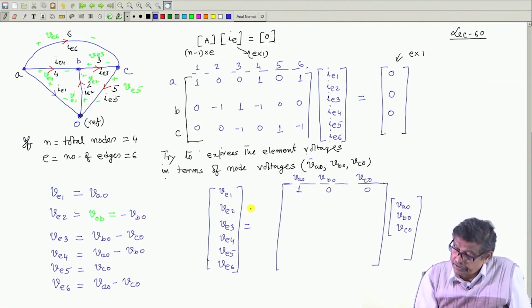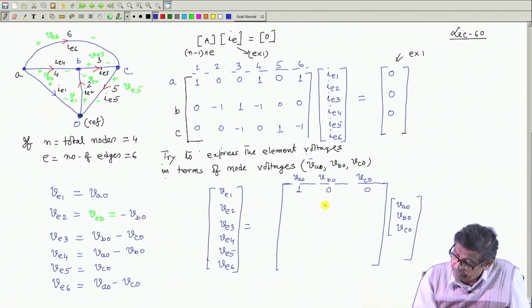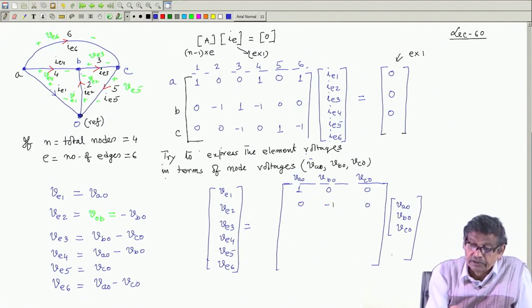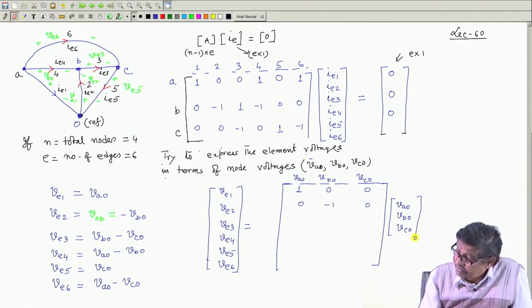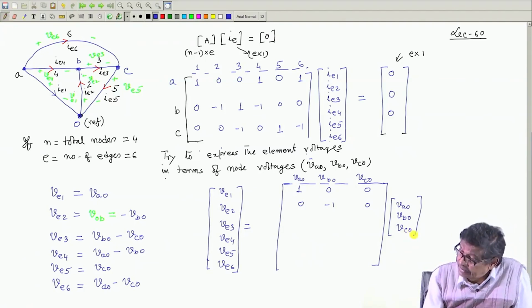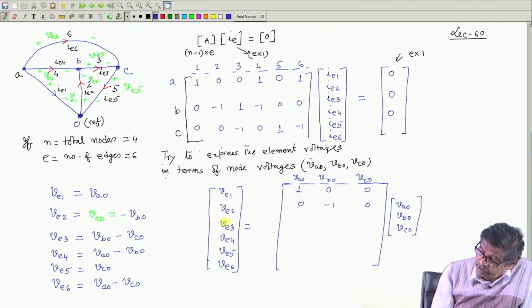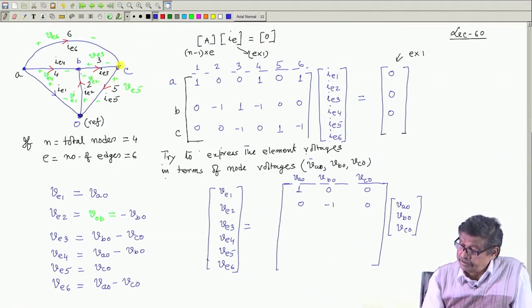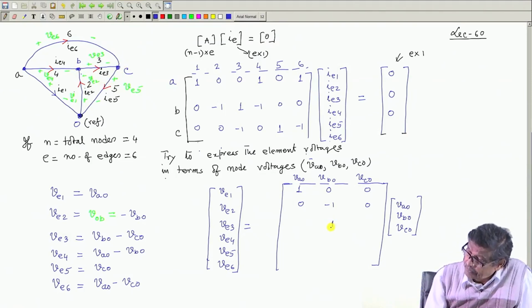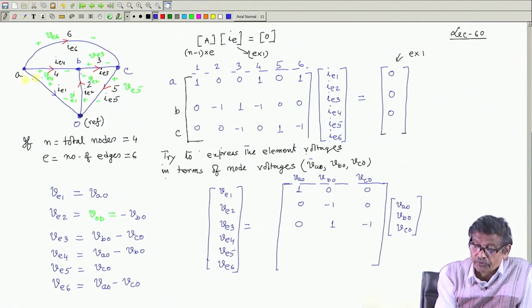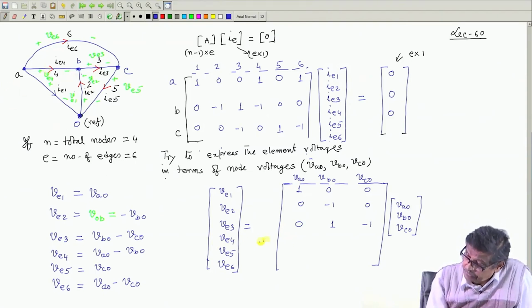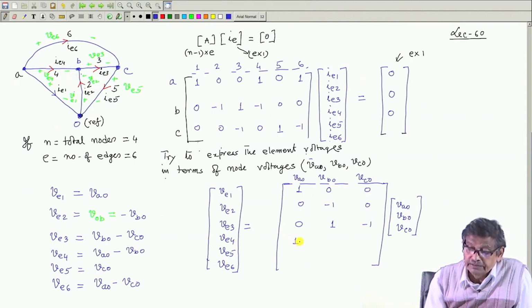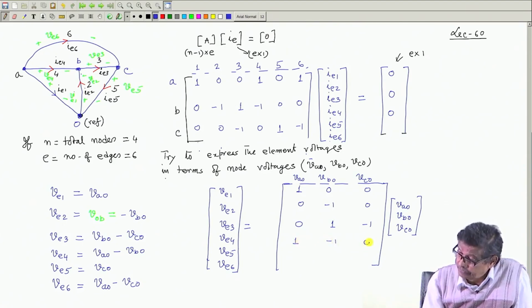VE2 is minus VB0. So, VE2 is minus VB0, is minus 1 0 0, no other, I am sorry, this can be written nicely like this. Similarly, voltage across element 3, VE3, which is equal to VB0 minus VC0. So, VB0 minus VC0. VE4 will be VA0 minus VB0. So, VA0 minus VB0, minus 1 and 0.